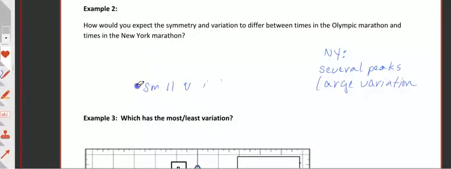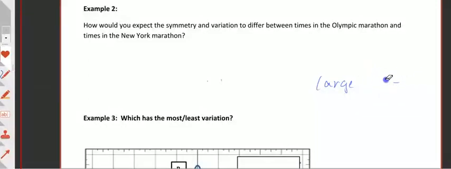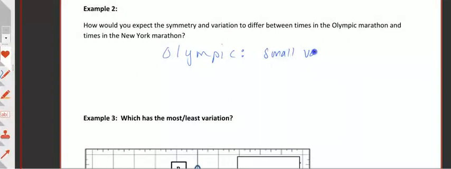Okay, let's look at this situation. How would you expect the symmetry and variation to differ between the times in the Olympic marathon and the times in the New York marathon? So think about the runners. Olympic runners. Those guys are professional runners, and to make it to the Olympics, you have to have a pretty decent running time. World record times, actually. So for Olympic runners, I would expect that data, which are basically their running times, to have a very small variation.